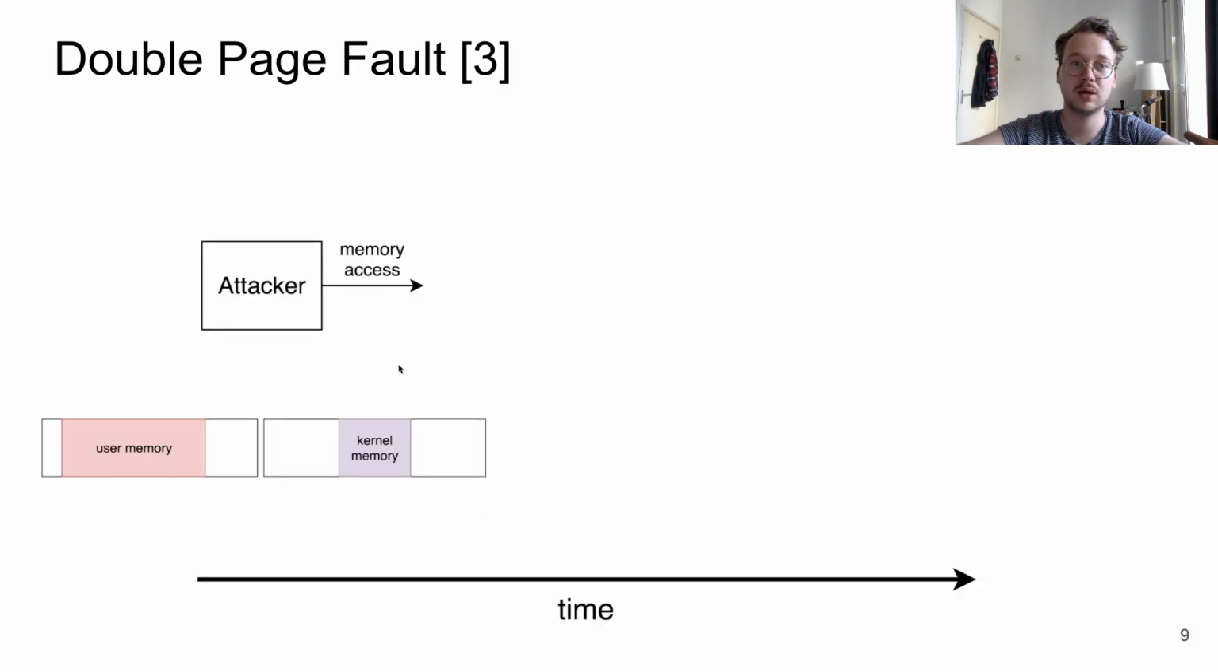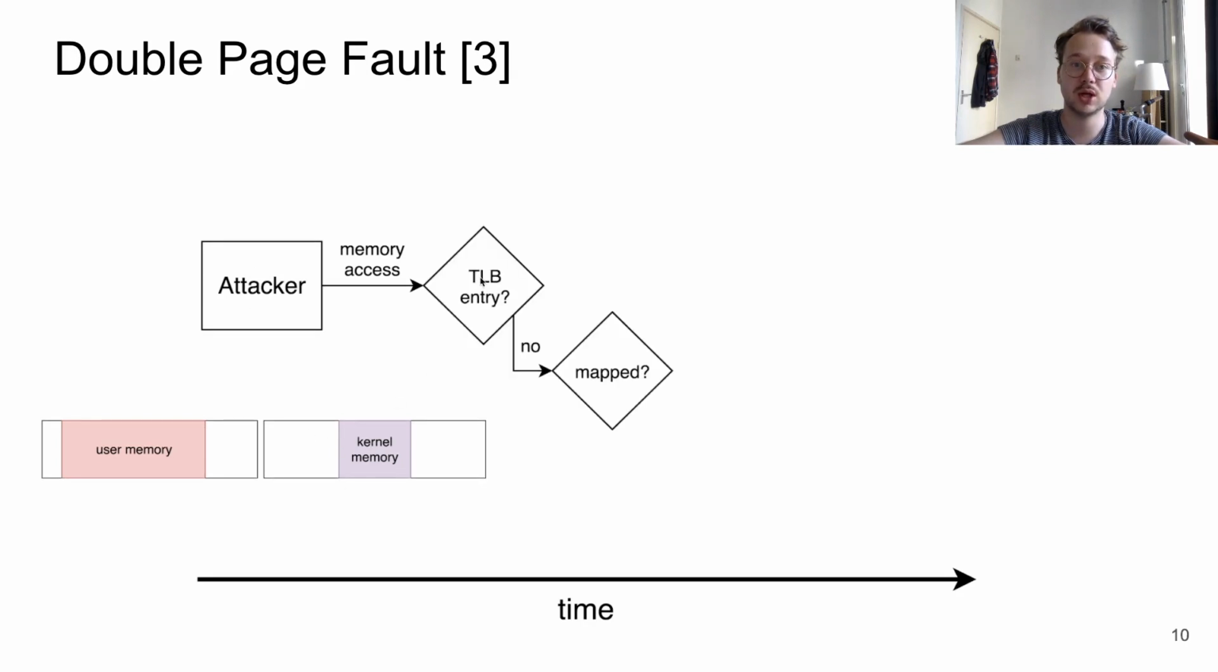So now let's look at an existing KASLR side channel attack, where the attacker tries to access a page where he thinks the kernel is located. So it will first check if there's a TLB entry for that address. If there isn't, it will check if that address is mapped. So let's, for example, take this page. It's not mapped, so the user will get a page fault.